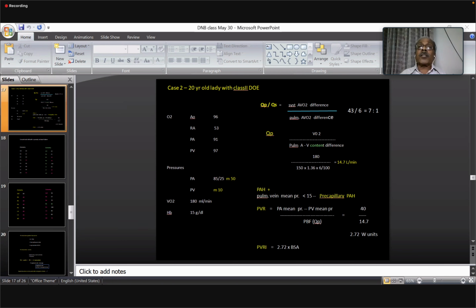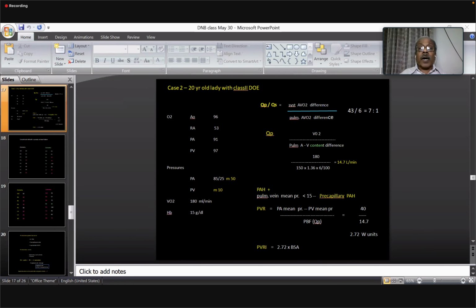Similarly, you can calculate the systemic blood flow. Instead of the pulmonary arteriovenous oxygen content difference, you have to say aortic minus right atrium. You have to take that difference and calculate. Now, this patient has pulmonary arterial hypertension. Obvious. The pulmonary arterial hypertension is pre-capillary because the post-capillary pulmonary venous pressure is normal. If this had been more than 15, you think of post-capillary also. So this is a pre-capillary pulmonary hypertension.